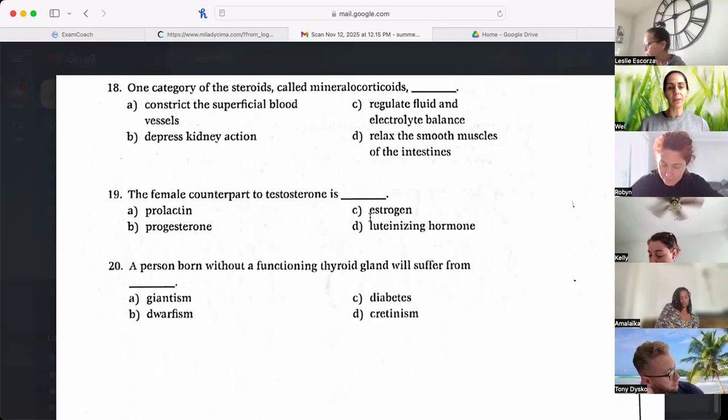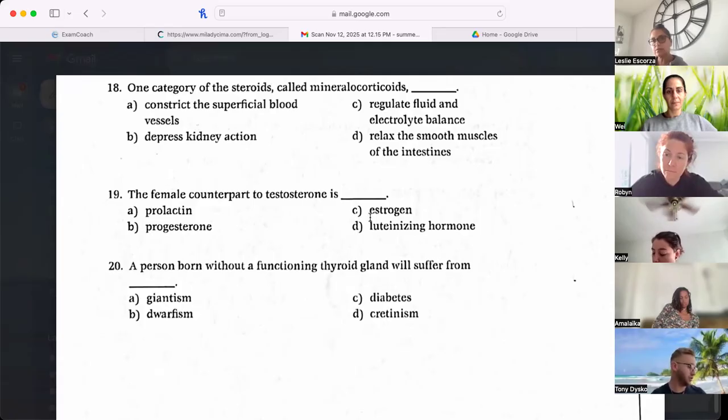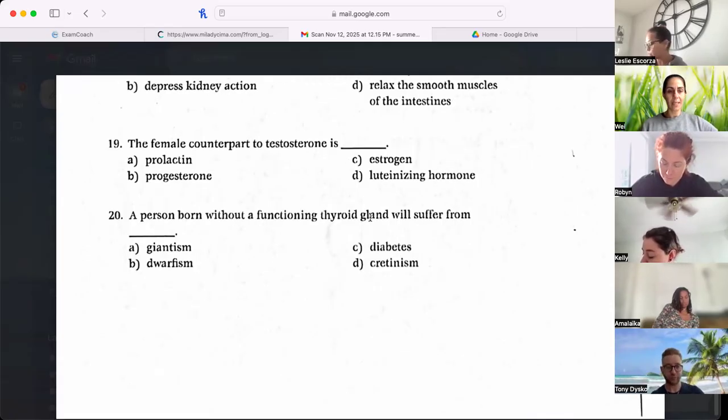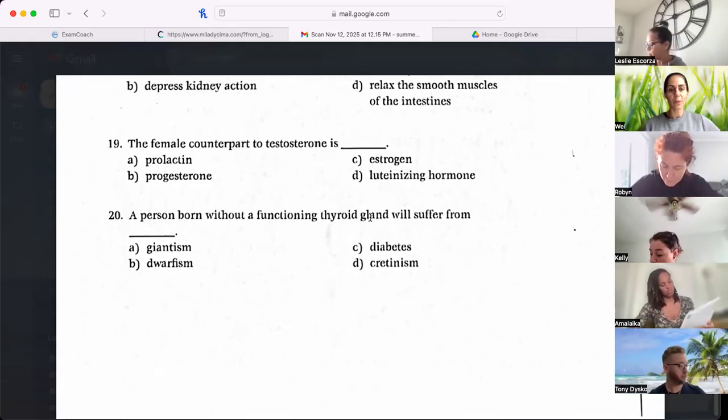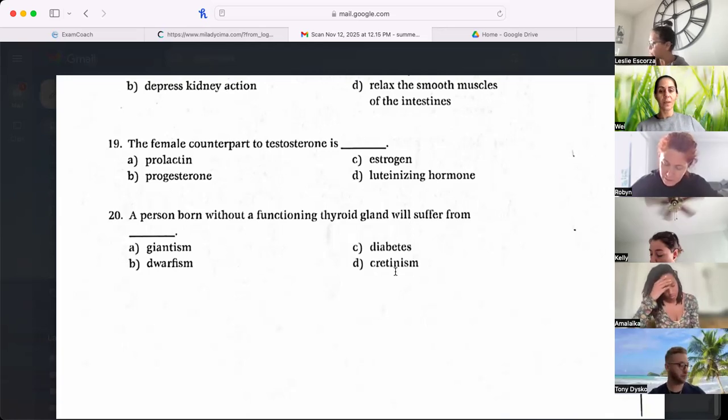Okay, the female counterpart to testosterone is... Tony? Estrogen. Correct. Alrighty, next. Robin. A person born without a functioning thyroid gland will suffer from D, cretinism. Yes, cretinism.